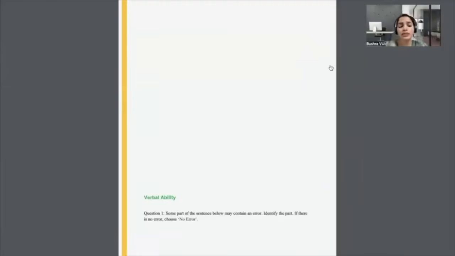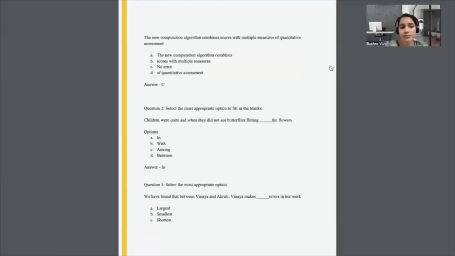So let us look at the first question. So it is trying to tell that some part of the sentence may contain an error. Here, you only have to identify the part which could possibly have an error. And if there's no error, just choose no error. That's what the first question is asking you. Let's look at the question.